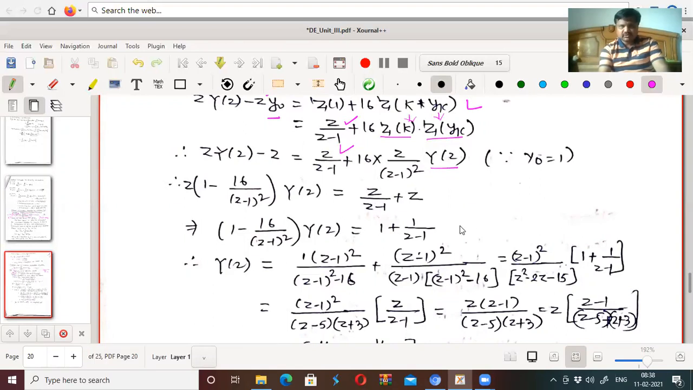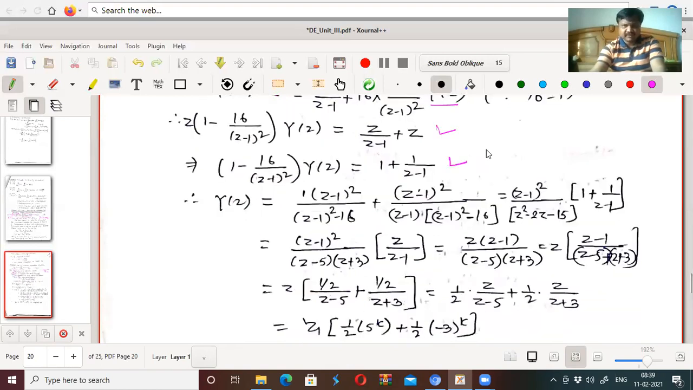This minus z goes to the right hand side and this is plus z, which implies (1 minus 16 upon (z minus 1) square) into Y(z) equals, dividing both sides by z, we get 1 plus 1 upon z minus 1. This we have taken first and this we have second. Therefore Y(z) equals, what about this bracket? This bracket is nothing but your cross multiplication. (z minus 1) whole square minus z upon (z minus 1) whole square.